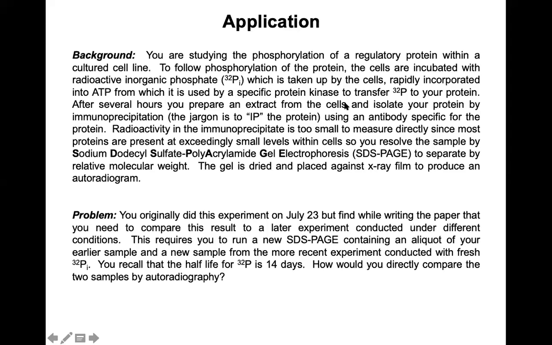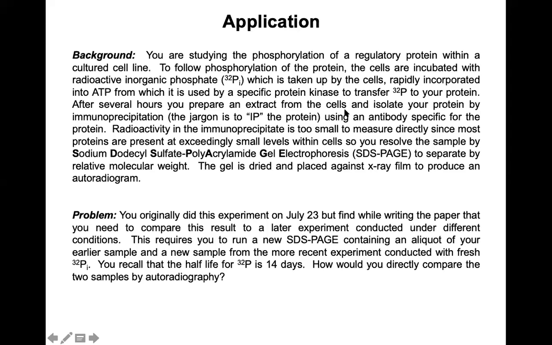From there it is used by a specific protein kinase, because for phosphorylation, a protein kinase is involved; without an enzyme, no metabolic process in the cell can take place, to transfer P32 to your protein. After several hours, you prepare an extract from the cells.